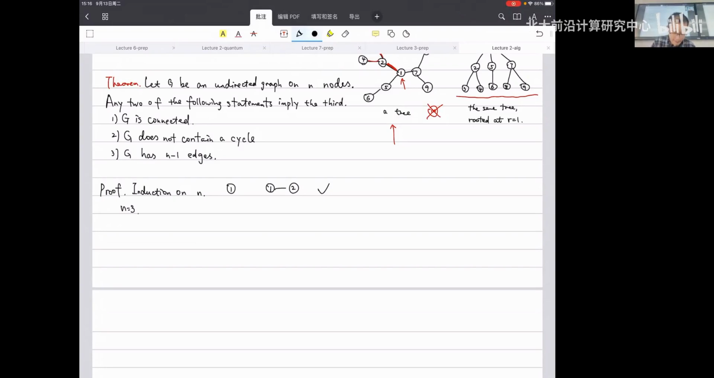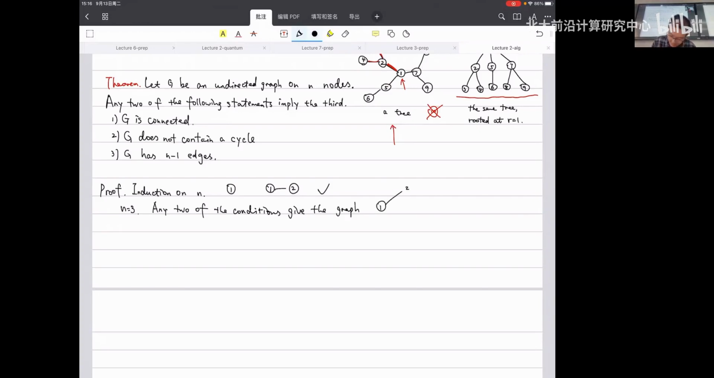And actually, it is not hard to see that any two of the conditions give this graph. So basically something like this. So why is this the case?